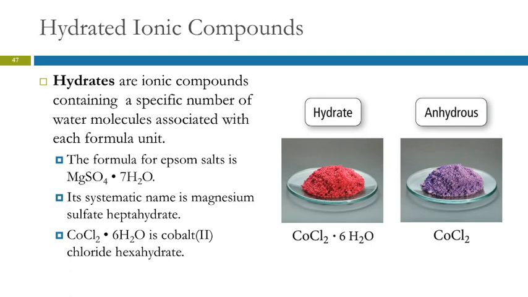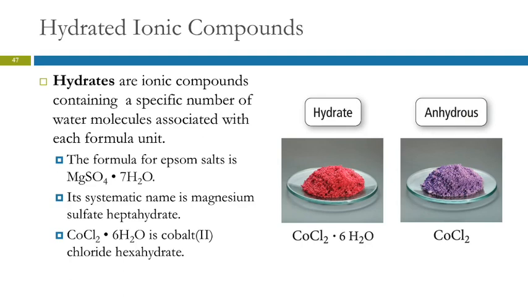Going to finish out this section. Hydrates. Some ionic compounds, when they form a crystal, incorporate a very specific number of water molecules into the crystal. And because it has water in it, it's called a hydrate. So here's an example of a hydrate. This is cobalt 2 chloride, and it's got 6 water molecules associated with every formula unit of CoCl2. This is this really pretty pink color.